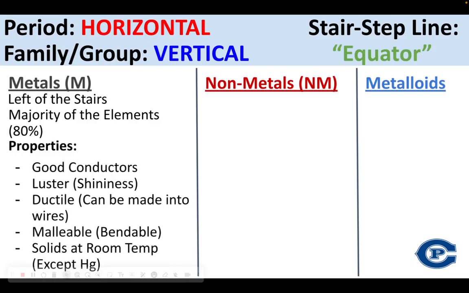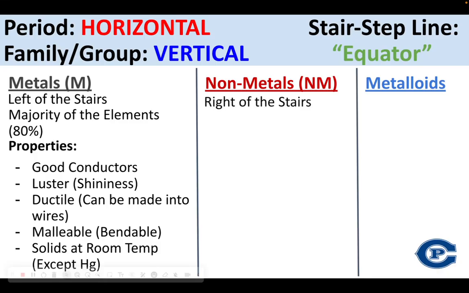Properties of these metals include that they are good conductors, they have a luster or shininess to them, and they are ductile, meaning that they can be stretched into wires. They are malleable, meaning that they are bendable. Most of our metals are solid at room temperature, with the exception of mercury. The colors on your periodic table denote the state of matter, and mercury, as someone pointed out earlier, is blue outlined, because it is a liquid at room temperature.